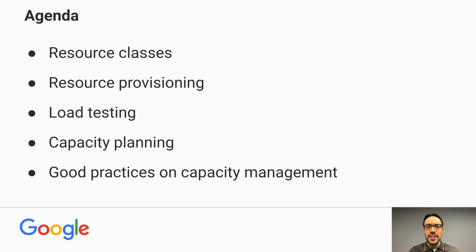We will discuss load testing, a tool that helps measure how much load a service can serve and that enables engineers to size the service properly. I will go through the complexities of capacity planning, that is, the process of forecasting the resource demand of a service and securing the supply of resources for it. Finally, I will wrap up by presenting some good practices on the implementation of capacity management solutions.